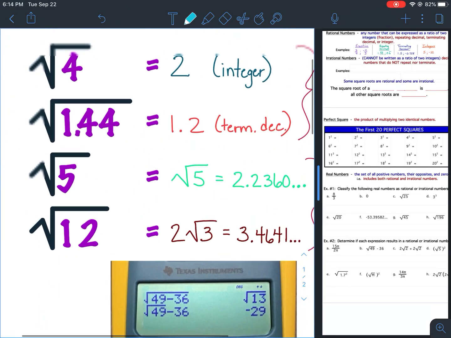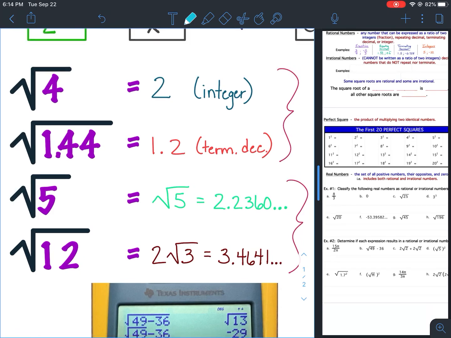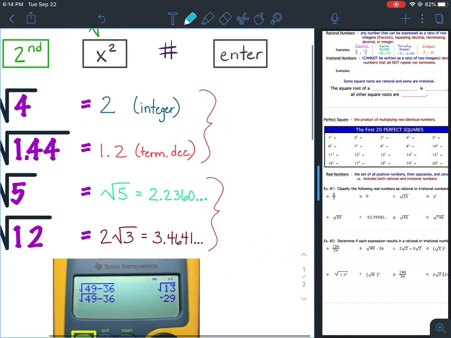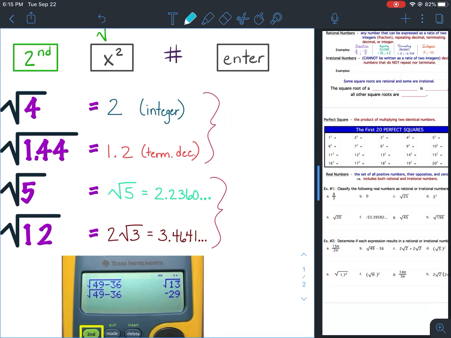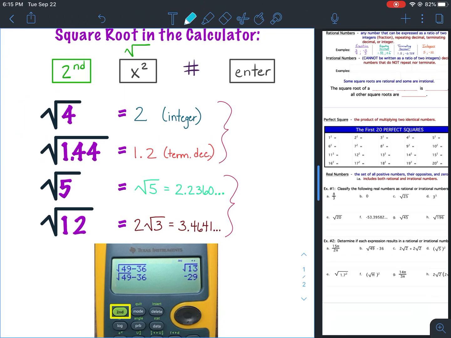So if I look at these examples that I did up here, when I put the square root of 4 into the calculator, I got 2. 2 is an integer. Then I put the square root of 1.44 in the calculator. That gave me 1.2. 1.2, that is a terminating decimal. It's a decimal that ends. So therefore, when I did the square root of 4 or the square root of 1.44, I got an integer answer and I got a terminating decimal. So both of those numbers are rational numbers.